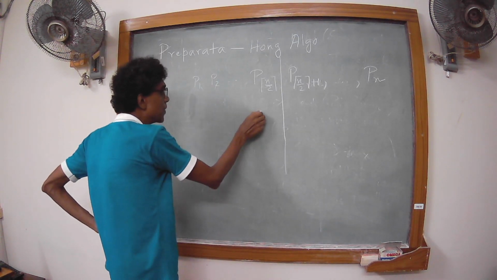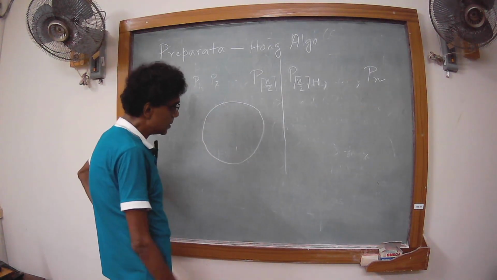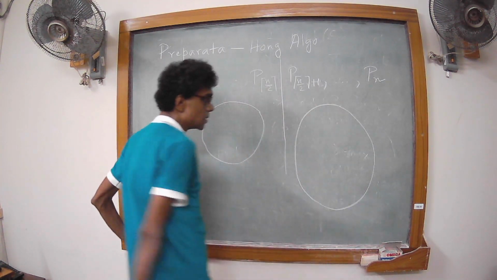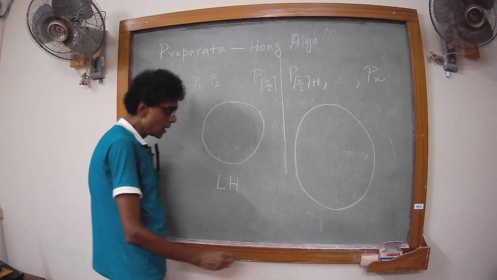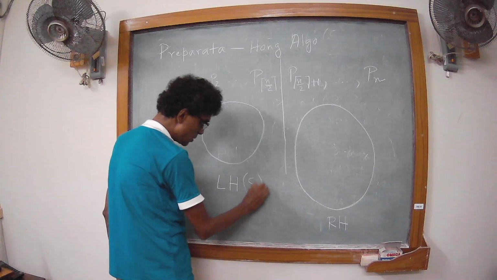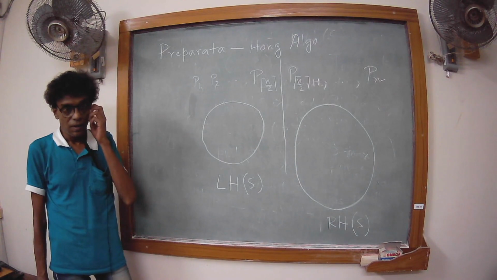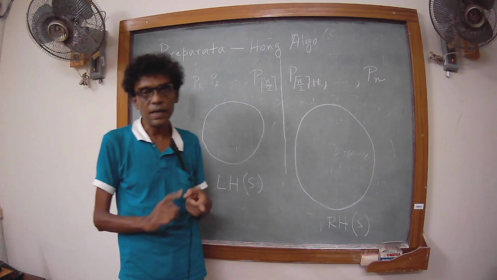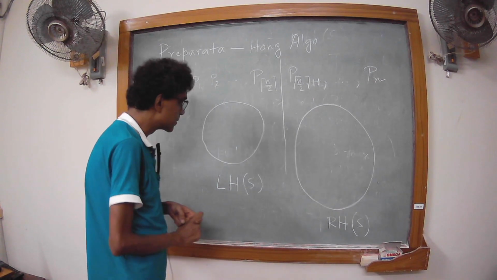So what do I have now from the recursive calls? Two hulls. This is called the left hull, LH, and this is called the right hull, RH, of S. Now, somehow I have to stitch these two hulls into a single hull, which is the convex hull of S, the entire set of points.